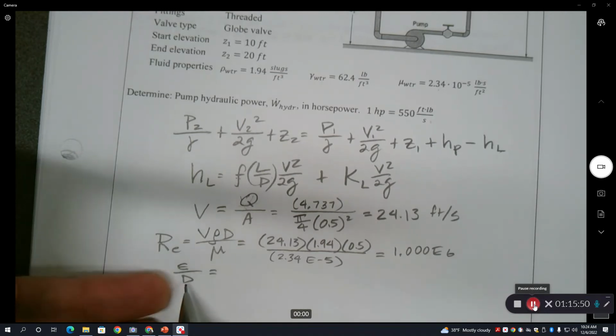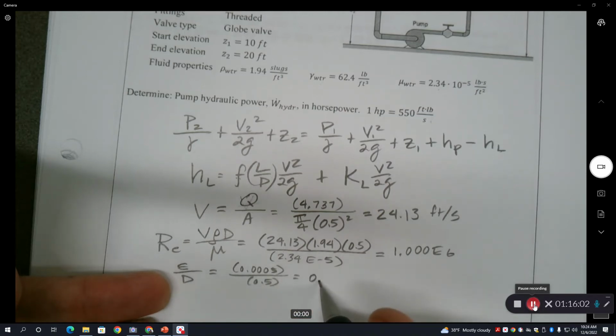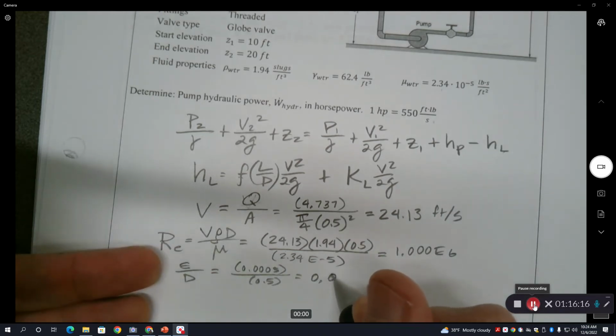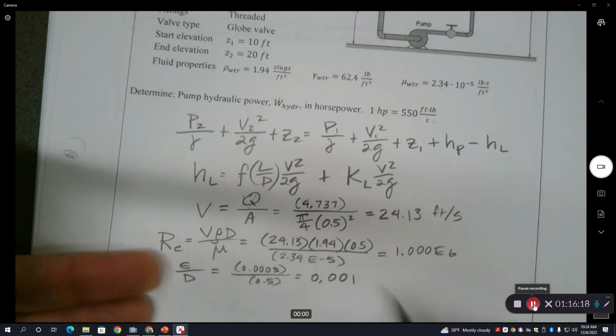The roughness divided by the diameter, the roughness was given as 0.0005, the diameter is 0.5, so I think I could do that in my head, but I don't have that kind of confidence. So 0.0005 divided by 0.5 is 0.001.